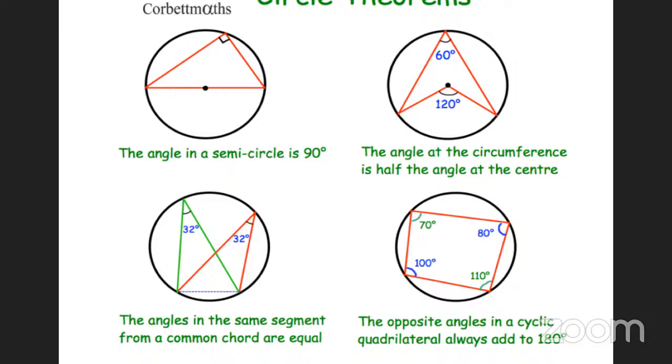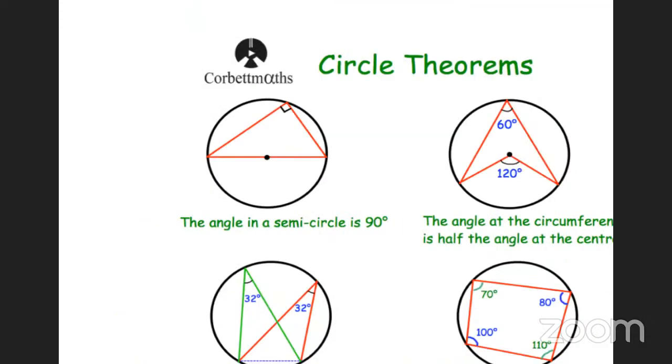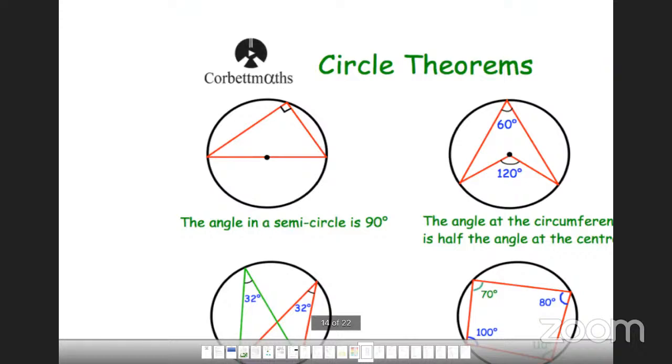First one. If you have an angle in a semicircle, the angle is 90. What you must recognize is that the diameter forms the triangle. You're seeing that there? The diameter forms the triangle, and the angle at the circumference is 90 degrees. For those seeing it for the first time, you could open this up on your phone and have it when you're doing questions.